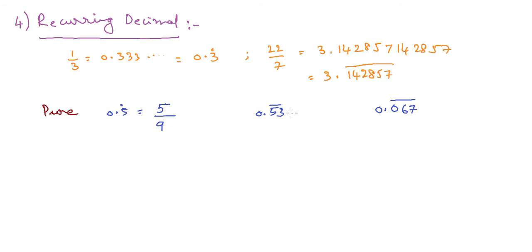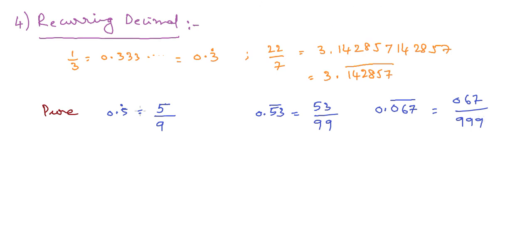Similarly, I can write the same thing for this. Here, two decimal places are there, so I can simply write the digits divided by that many nines. Similarly, I have three decimal places here, so I write them divided by that many nines. So this is the procedure for pure recurring decimals.